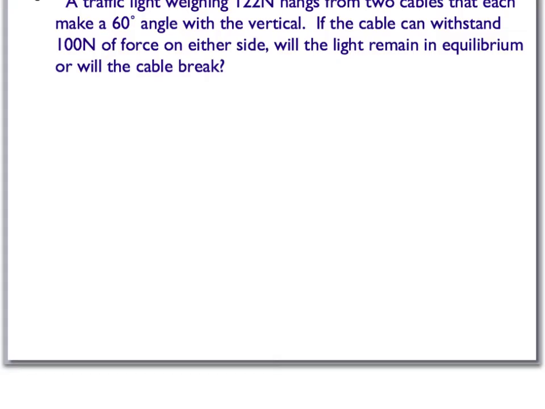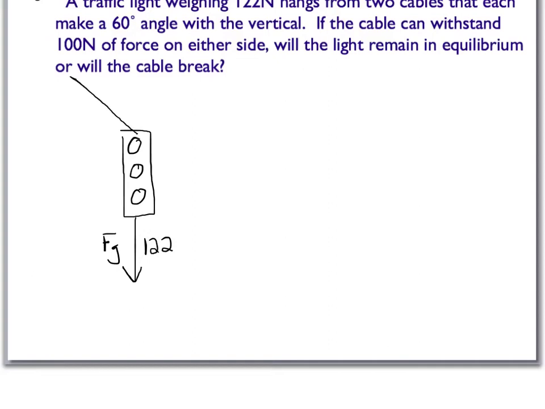Here we're looking at a traffic light, where that traffic light is weighing 122 newtons. So if I draw out this traffic light here, I know that the weight of this object is 122 newtons. So my F sub g would be equal to 122. We know that this light is going to be suspended or hanging from 2 cables, where each cable is going to make a 60-degree angle with the vertical. So this angle is 60 degrees, and this angle over here will also be 60 degrees.